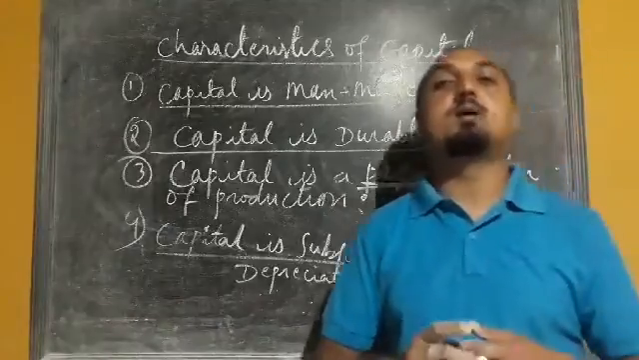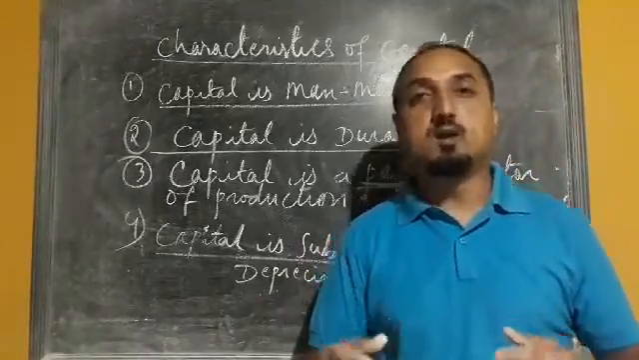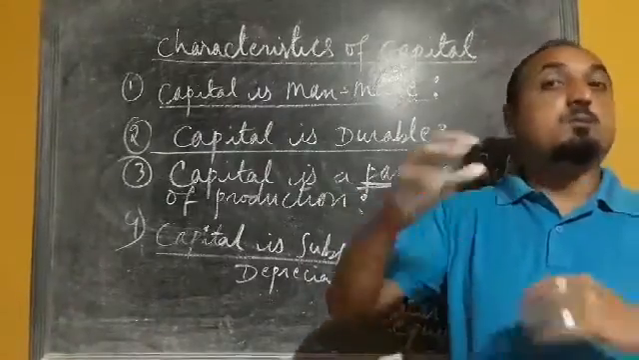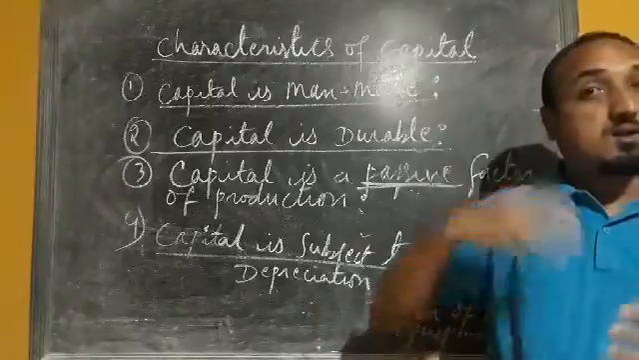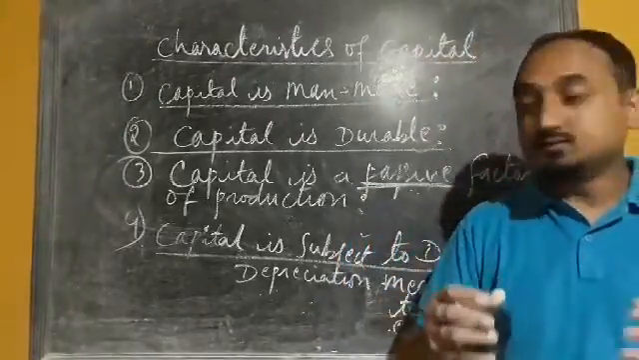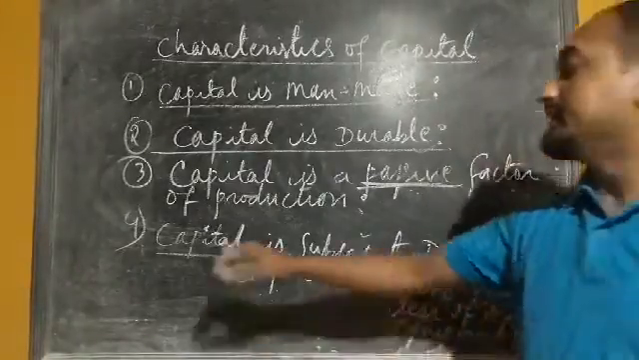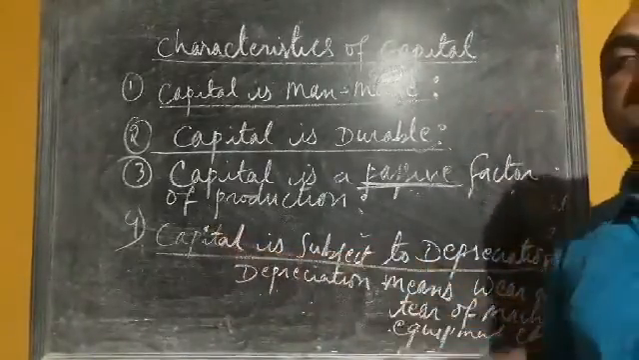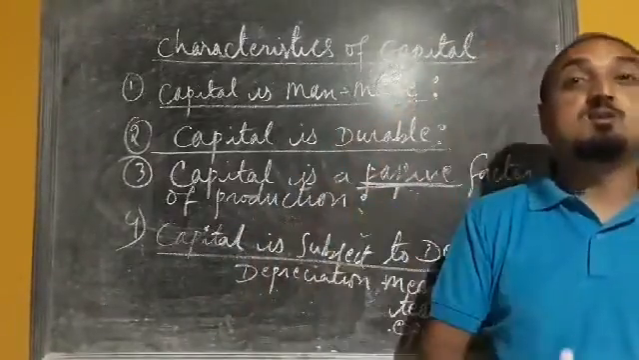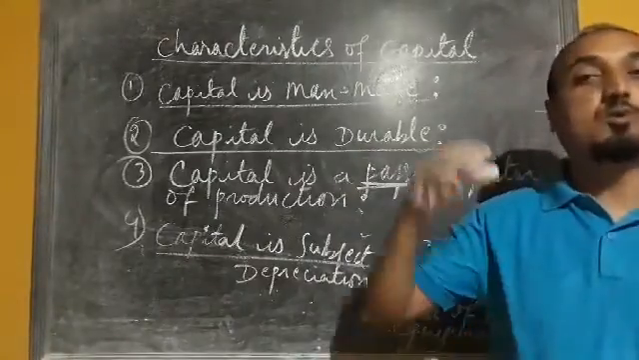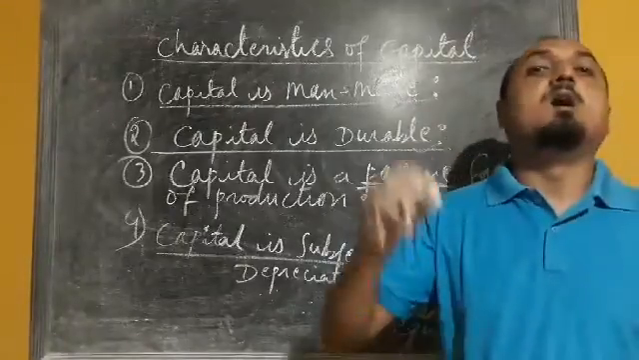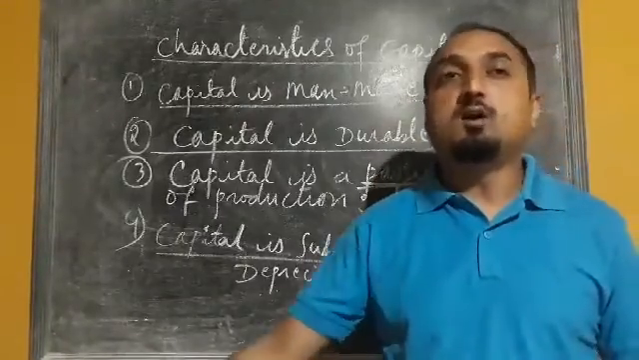Like we have seen in the case of car, motorbikes, scooty, after some time we can see that some parts may get damaged. So when we are replacing that parts, the wear and tear of that scooty, bikes or car, then that is called depreciation. That's why capital is subject to depreciation. Means whenever we are using any capital in the production process, it is likely to depreciate, or we have to replace some of the parts or some of the components of that machinery or equipments.